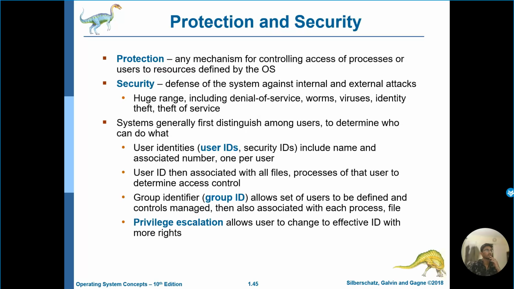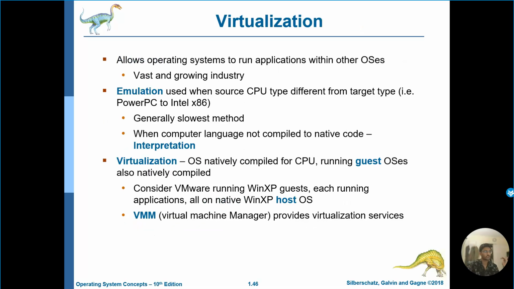Protection and security, another key component. Protection means any mechanism for controlling access of processes or users to resources defined by the operating system. Security is the defense of a system against internal and external attacks. There's a huge range, including denial of service things if you've done cybersecurity before, worms, viruses that could be done on these operating systems. So systems distinguish between users, with user IDs. So the level of permissions that user has, what group ID are they in? Do they have root admin privileges or normal privileges?